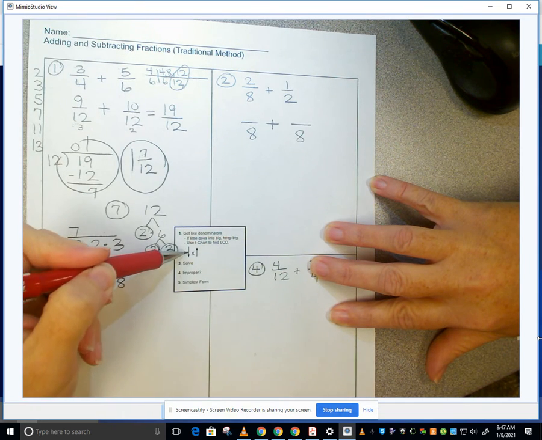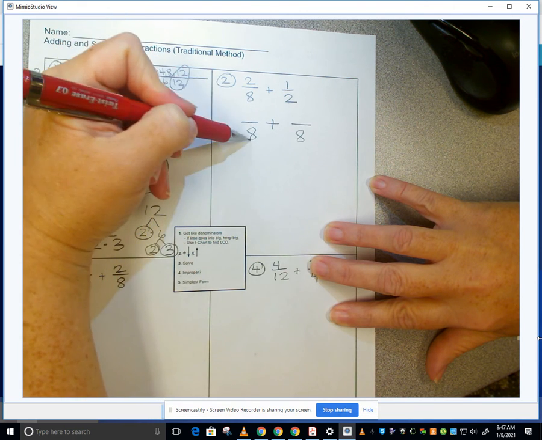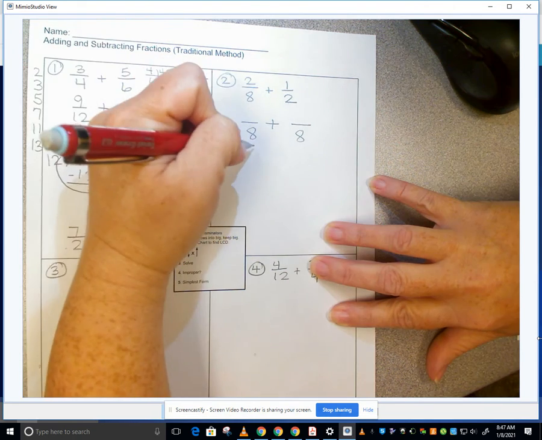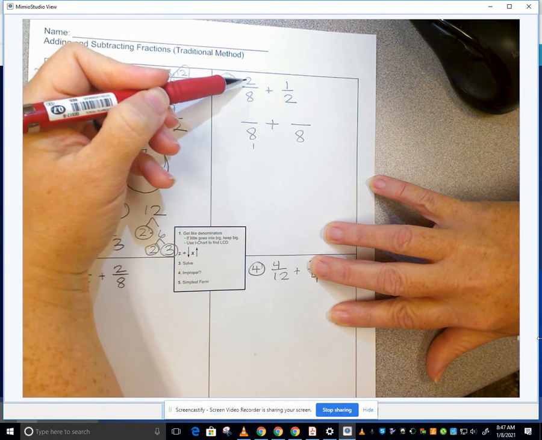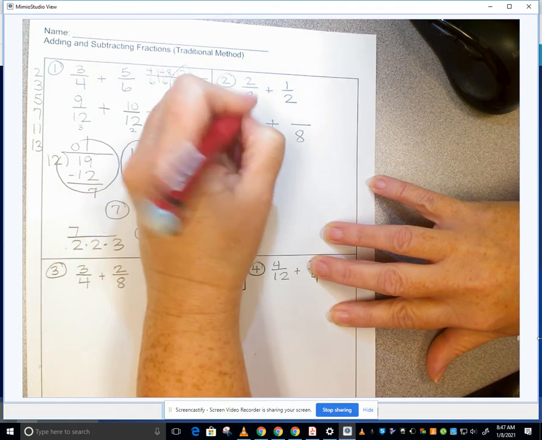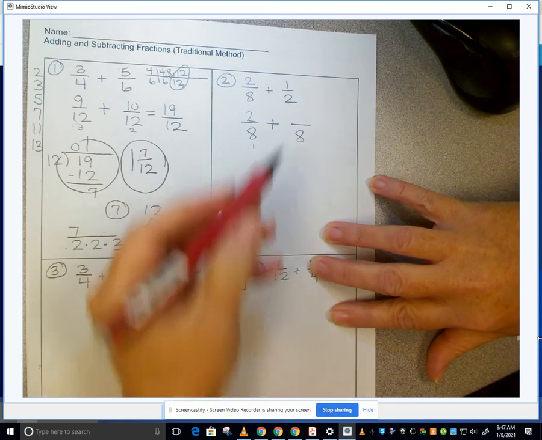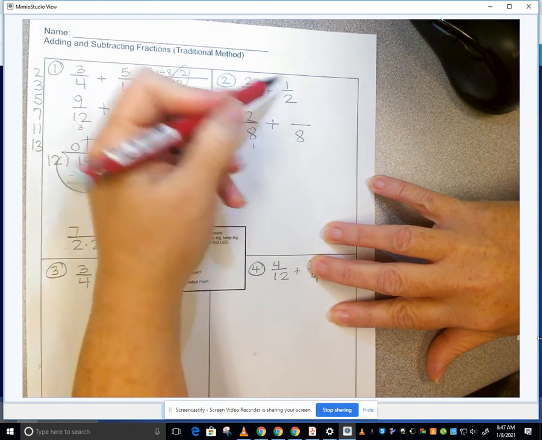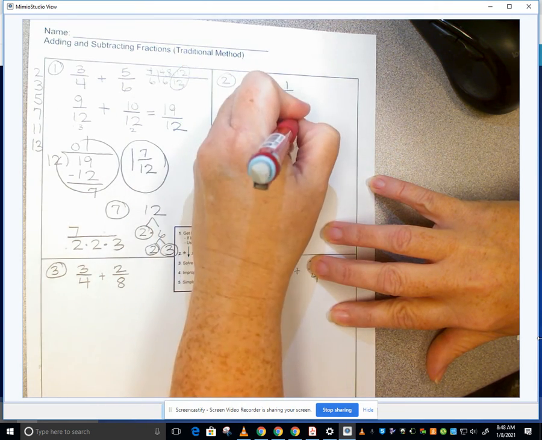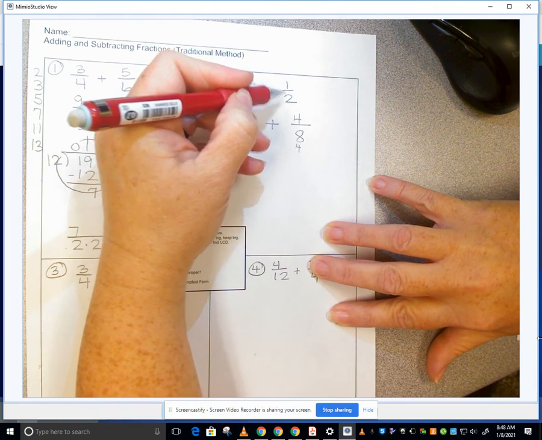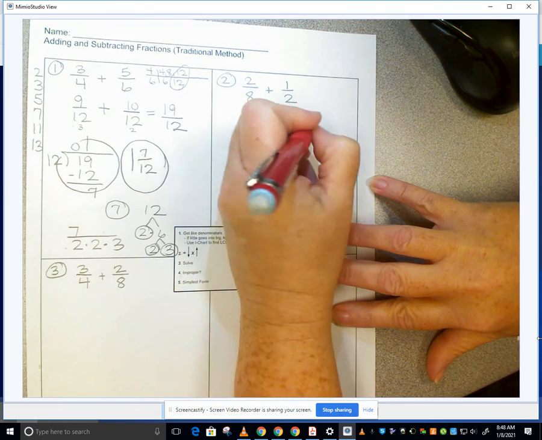Step 2, divide down, multiply up. Bottom number into bottom number. 8 will go into 8 one time. Multiply up. That means I'm going to multiply this number times the very top. 1 times 2 is 2, and it goes on this line. So see, the 2/8 stayed the same. Now I'm coming over, divide down, multiply up. 2 will go into 8, 4 times. 4 times 1 is 4. See, we renamed 1/2. We put 4/8. These are equivalent fractions.